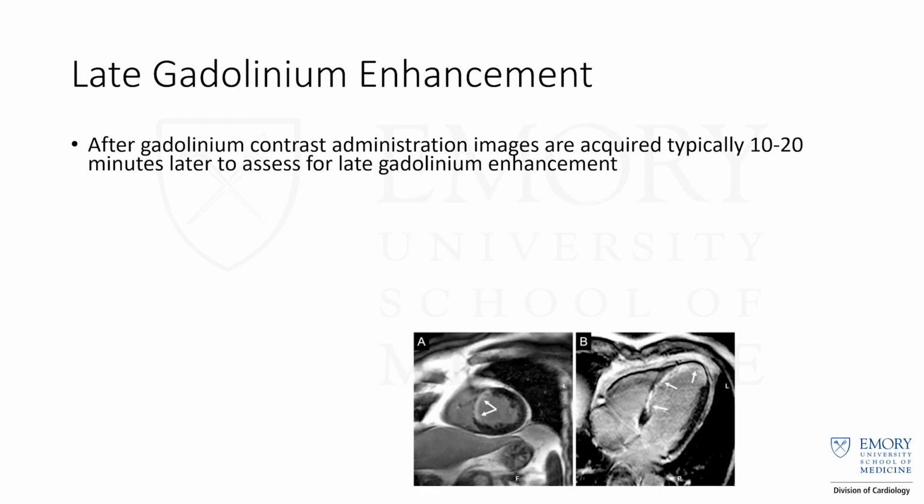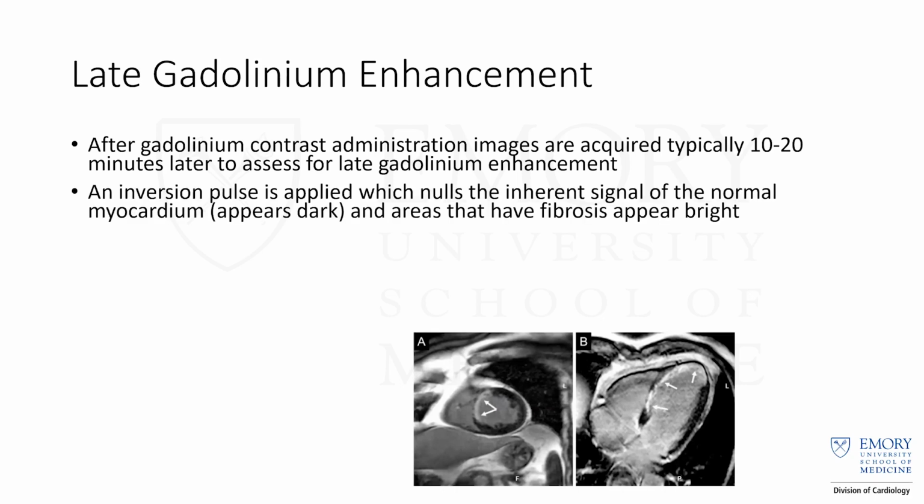After we give the gadolinium time to be taken up throughout the myocardium and then disperse out of the blood pool, you look at these images for areas where fibrosis has potentially occurred. And so we apply an inversion pulse, which nulls the myocardium. So you'll see here how the rest of the myocardium is very dark.